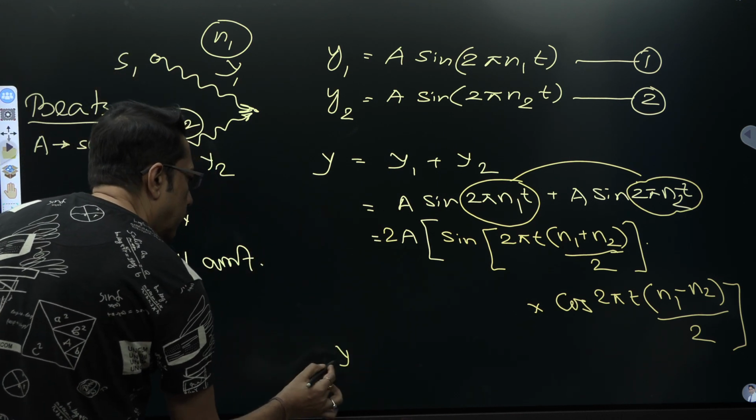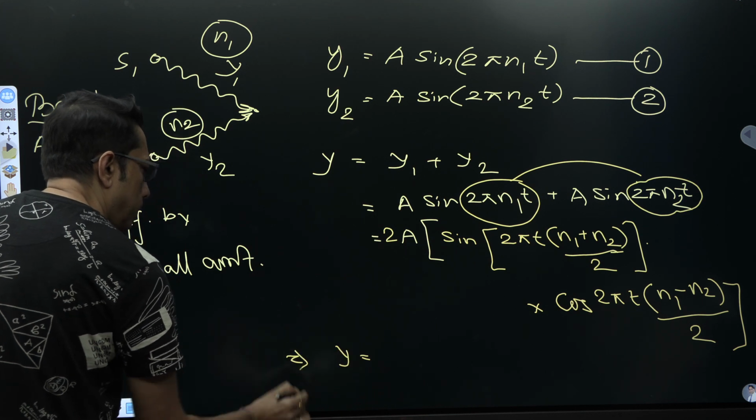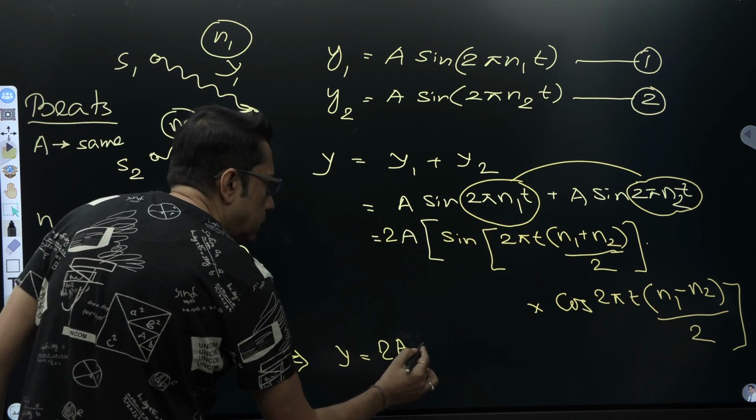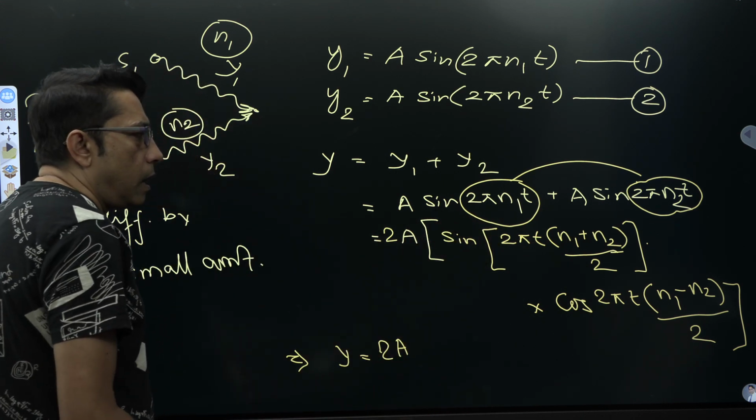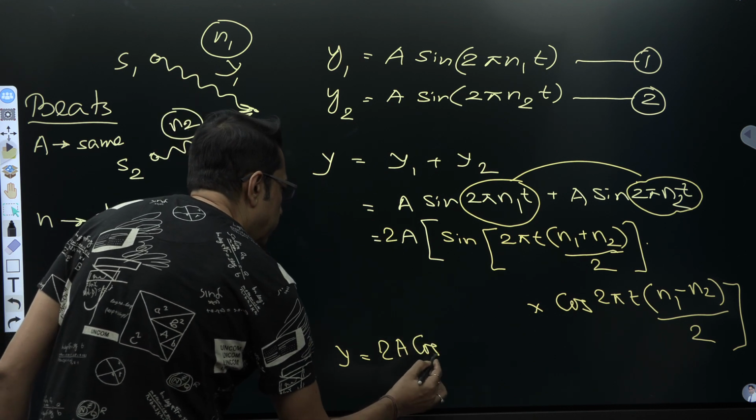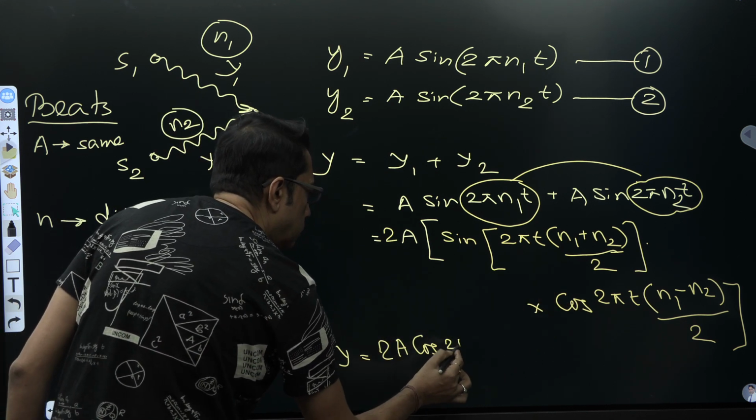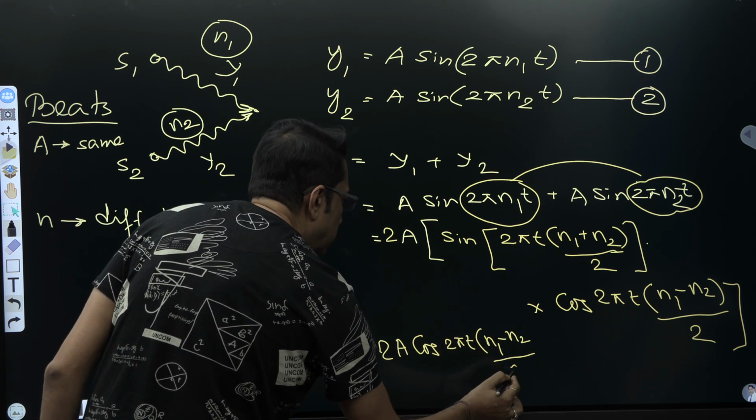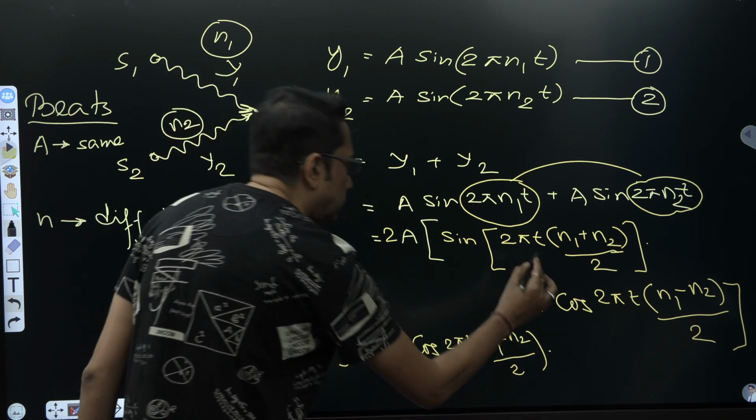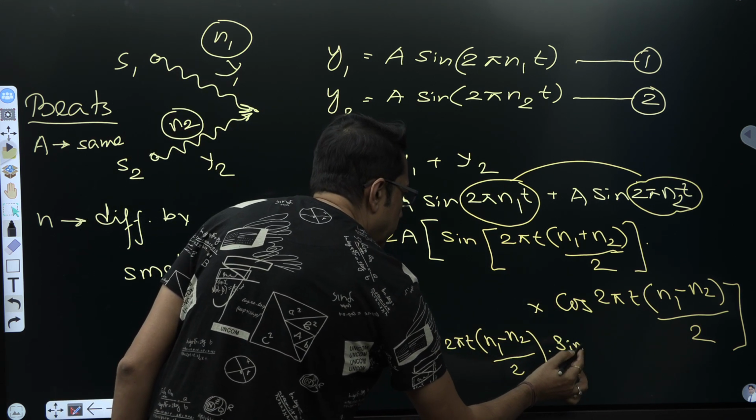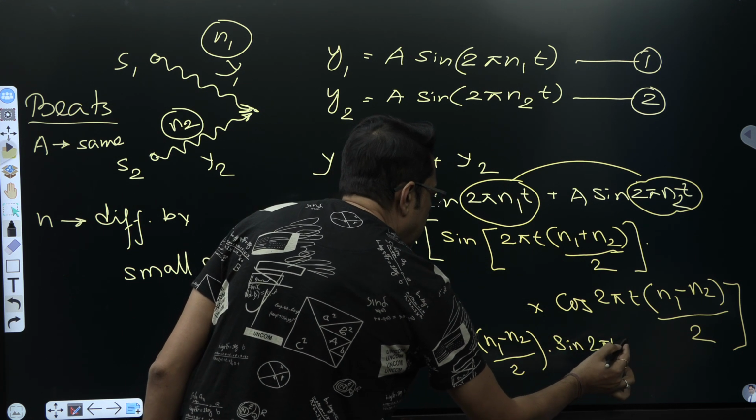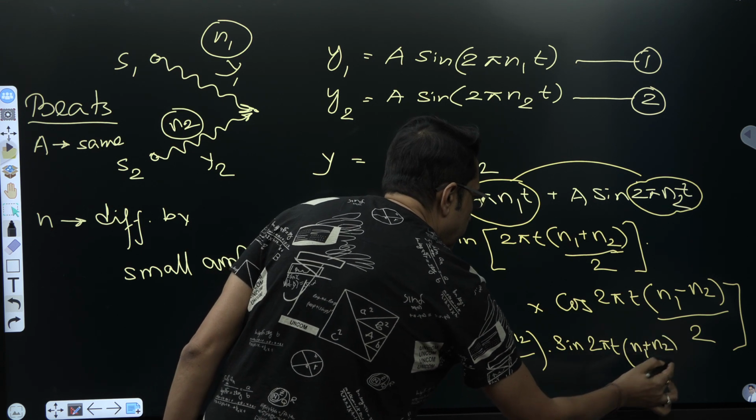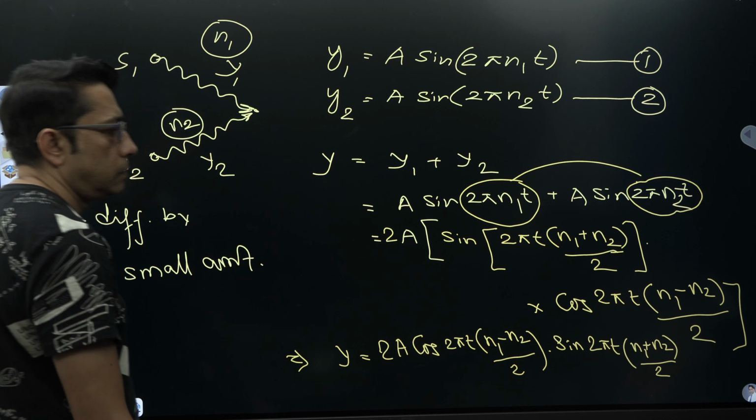This equation finally becomes y equals 2A, okay. And then what? Just keep them like that. Cos, I am writing cos first: cos 2 pi t (n1 minus n2) by 2, and sin 2 pi t (n1 plus n2) by 2. But these are the things.